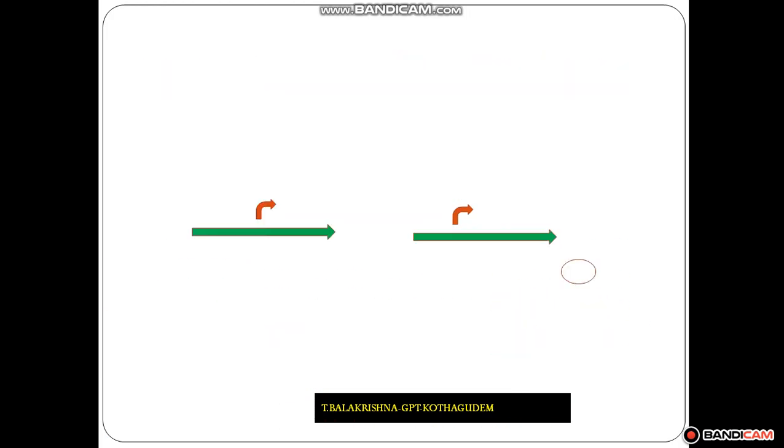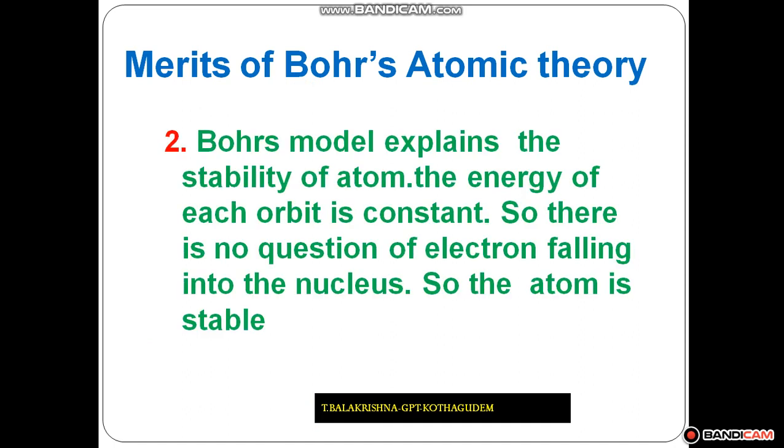Second point, Bohr's atomic theory successfully explains the stability of the atom. The electron does not lose its energy when it is rotating in the fixed circular orbit or stationary orbit. So this theory successfully explains the stability of the atom.